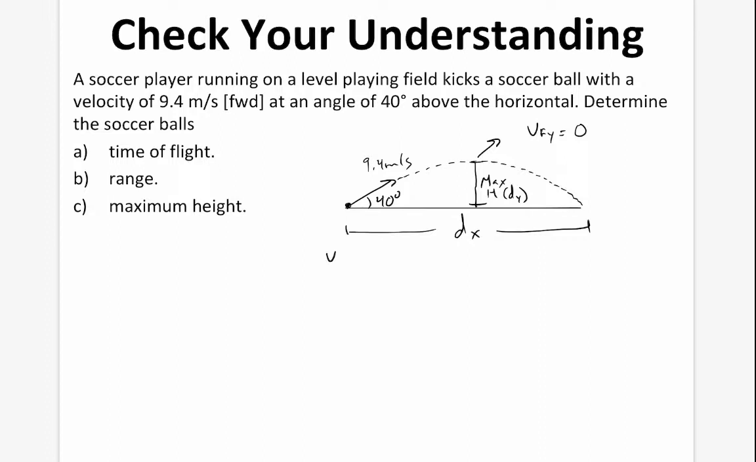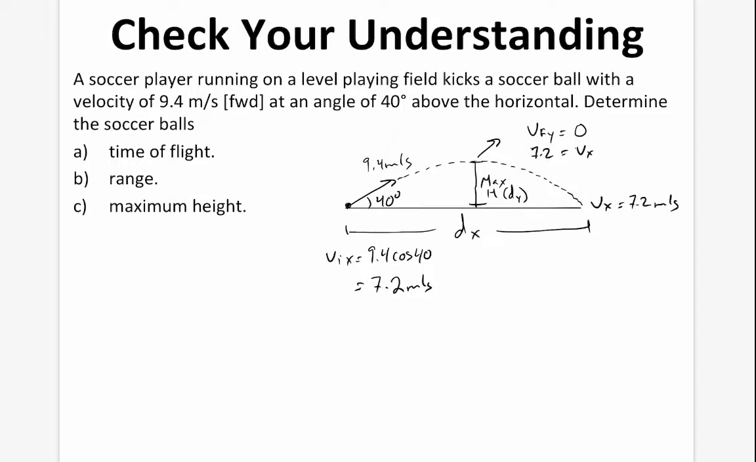So if we have Vix over here, it's going to be a component of 9.4, so it's going to be 9.4 cos 40, which is equal to 7.2 meters per second. So the velocity in the x direction is 7.2 meters per second at the beginning. It's 7.2 meters per second. So that's Vx at the top. And at the bottom, it's still 7.2 meters per second.